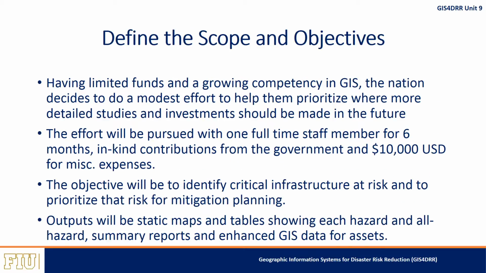So we need to define the scope and objectives here. We have the authorities already established, as this was set up by the government. Having limited funds and growing competency in GIS, the nation decides to do a modest effort to help them prioritize where more detailed studies and investments should be made in the future. The effort will be pursued with 1 full-time staff member for 6 months, in-kind contribution from government, and $10,000 US dollars for miscellaneous expenses. The objective will be to identify critical infrastructure at risk and to prioritize that risk for mitigation planning.